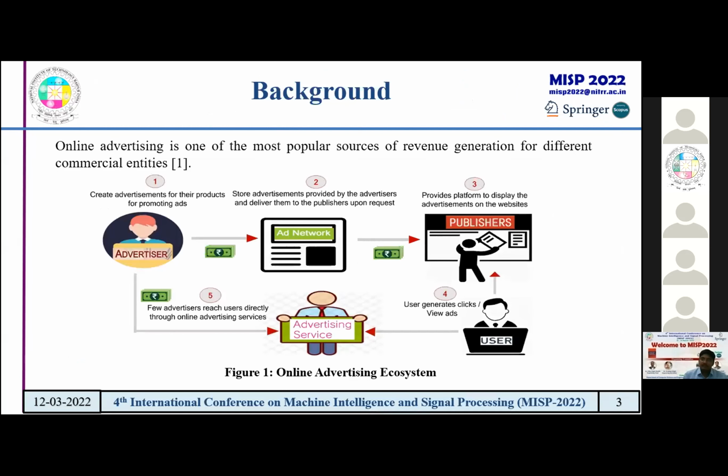Starting with the introduction, online advertising is one of the most popular sources of revenue generation for different commercial entities. Figure 1 shows the ecosystem of online advertising, where the main roles are played by the advertiser, the ad network, and the publisher. The ad network acts as a mediator between the advertiser and the publisher. The advertiser creates advertisements for their products, while the ad network stores the advertisements provided by the advertisers and delivers them to the publishers upon request. The publisher provides the platform to display the advertisement on websites. Thereby, the user generates clicks or views the ads as per his need. A few advertisers also reach the users directly through online advertising. So this is the online advertising ecosystem.